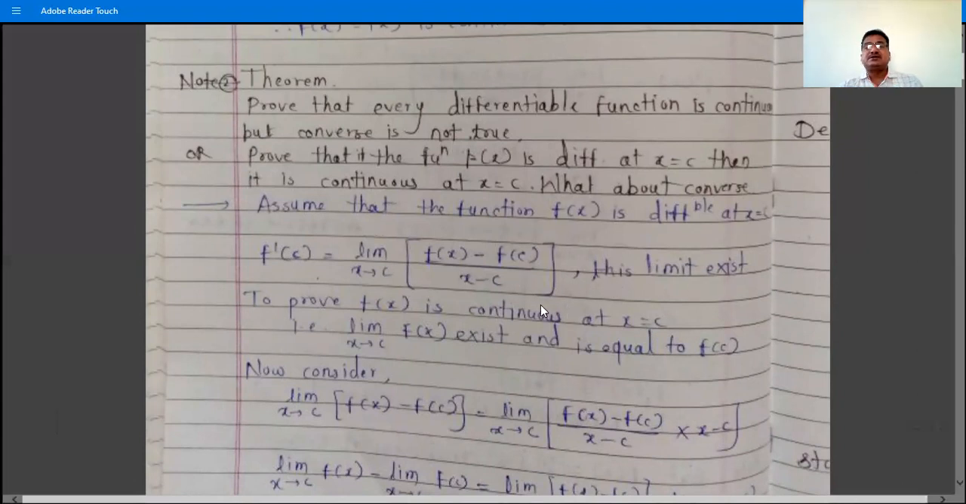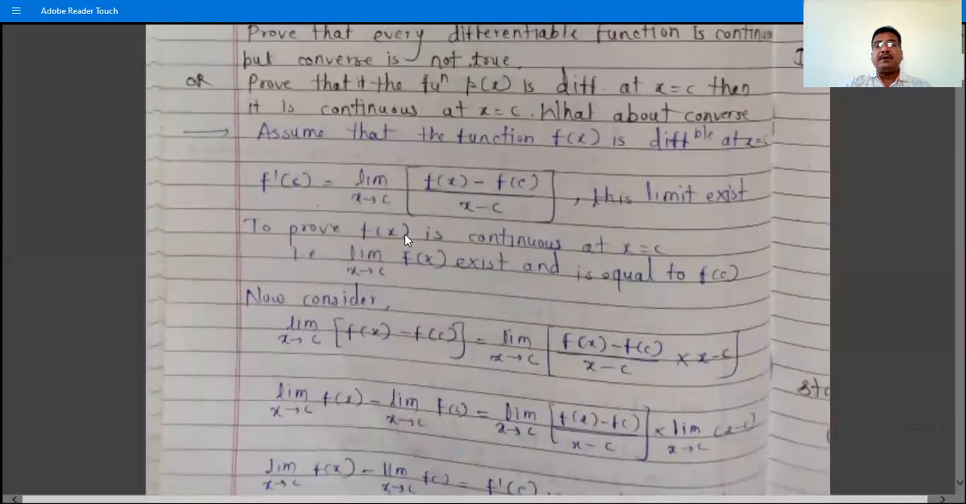This limit exists. Why does this limit exist? Because the function f(x) is differentiable at x is equal to c. Our assumption is that f(x) is differentiable at x is equal to c, and therefore this limit exists, and f'(c) is equal to this limit. This limit exists because of the definition of differentiability of the function. So as the function is differentiable, we have this.